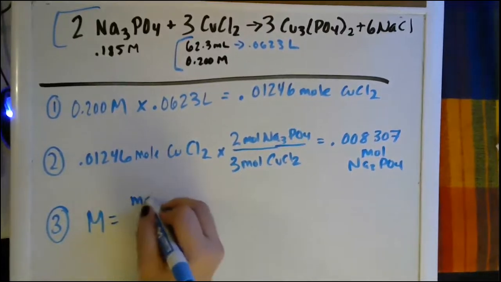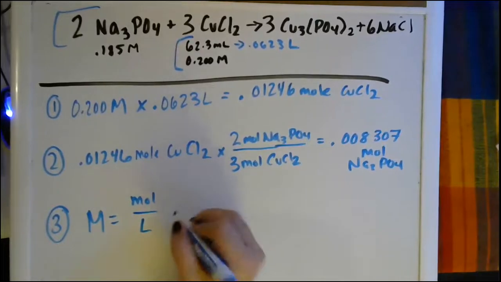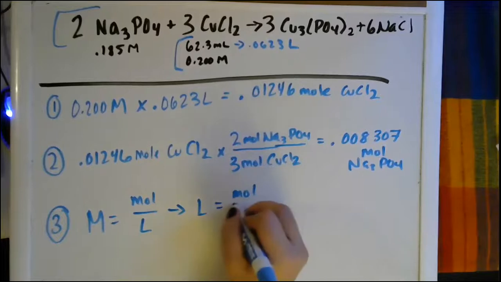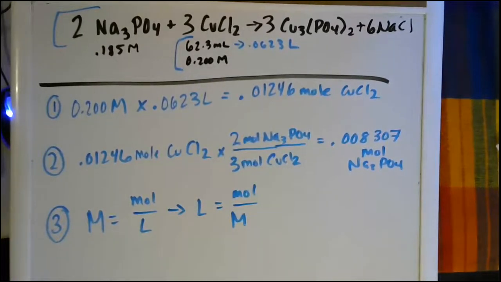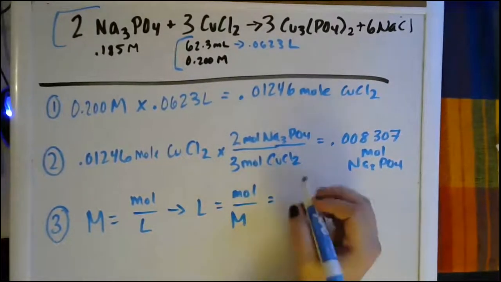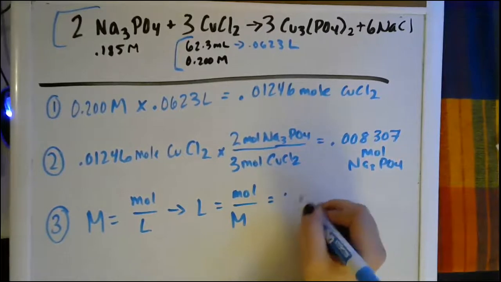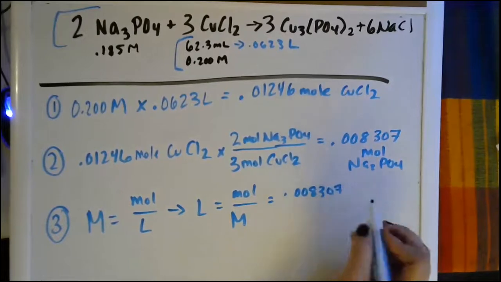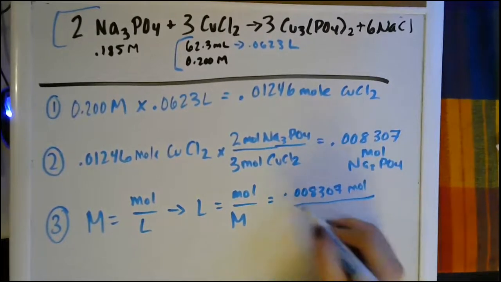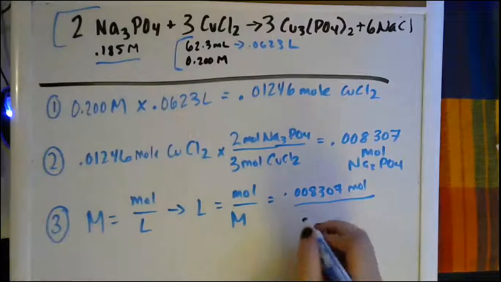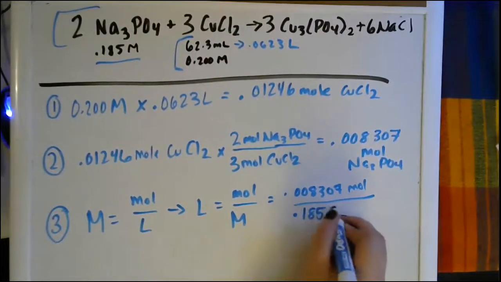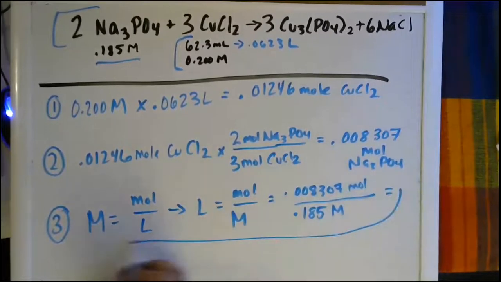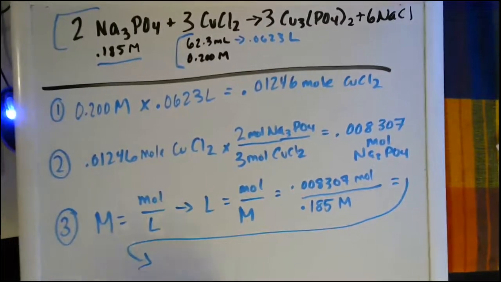Okay, so step 3, molarity equals moles over liters, or liters equals moles over molarity. So the moles of my Na3PO4 is 0.008307. I'm going to divide that by the 0.185 molar that I was given initially. And we'll put the liter value down here.